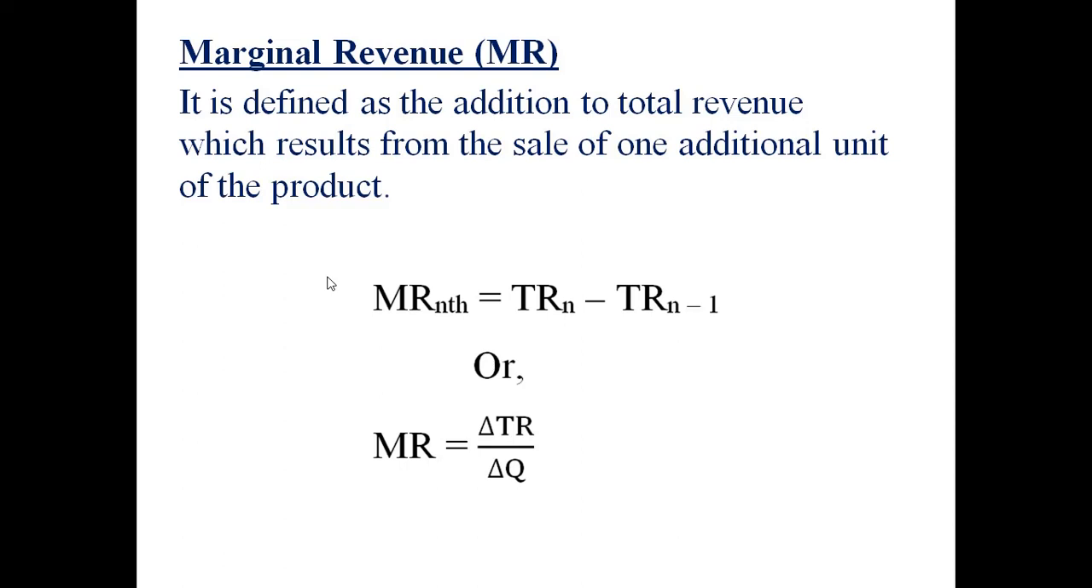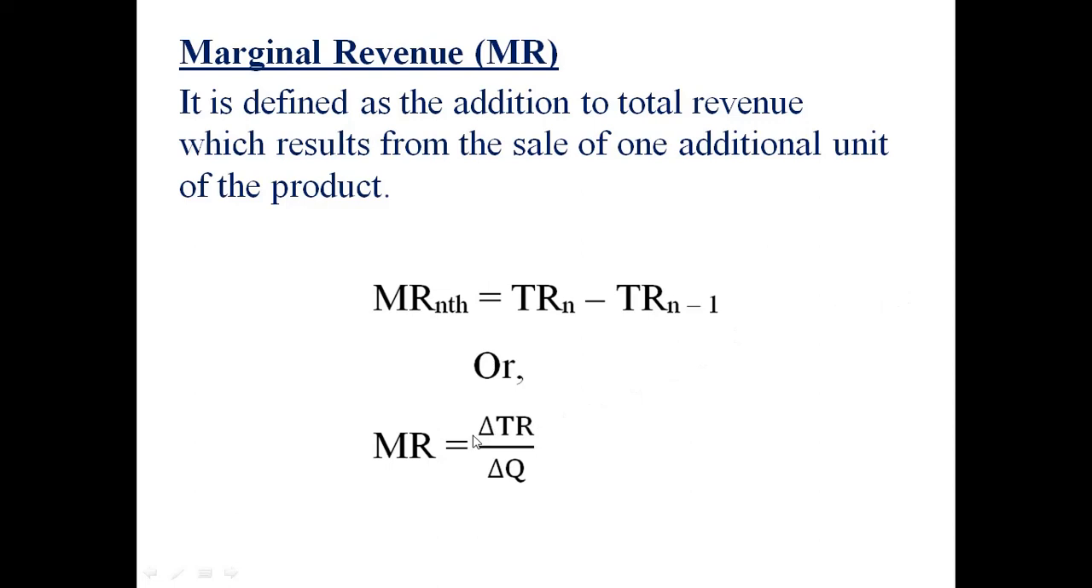The price per unit in that example was 10. So his total revenue will be 6,000 plus 10, that is 6,010 rupees, isn't it? This addition to the total revenue is known as the marginal revenue. Previously the total revenue was 6,000, and 6,010 minus 6,000 is 10 rupees.